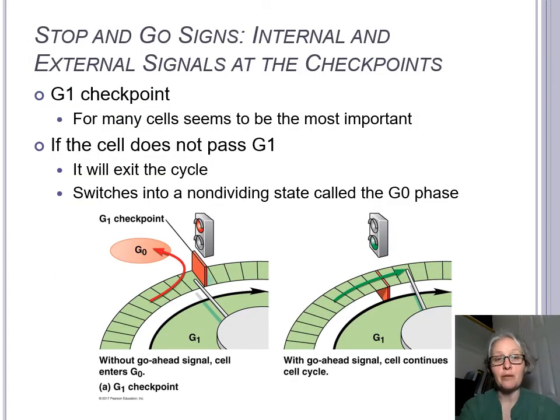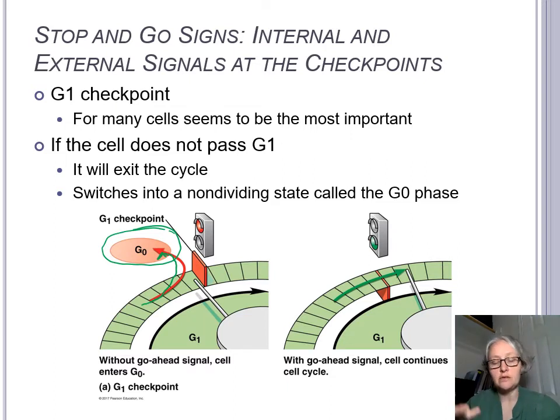The most important checkpoint seems to be the G1 checkpoint. The G1 checkpoint happens right near the end of G1. If a cell does not pass the G1 checkpoint for whatever reason, think something like this cell down here, it goes into a non-dividing state called G sub O. This is what happens to many of our nervous system cells. So if we think about our brain cells, early on during development, many of our nervous system cells hit this G1 checkpoint and they didn't have the right signals. And so what happened is they got put into this G sub O non-dividing state.